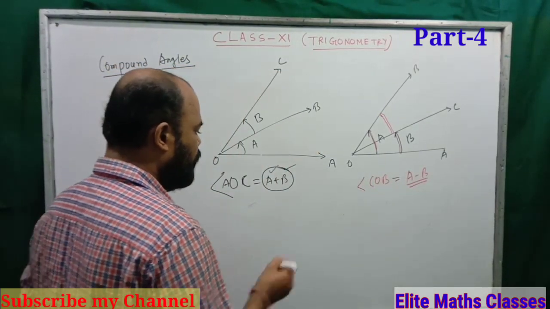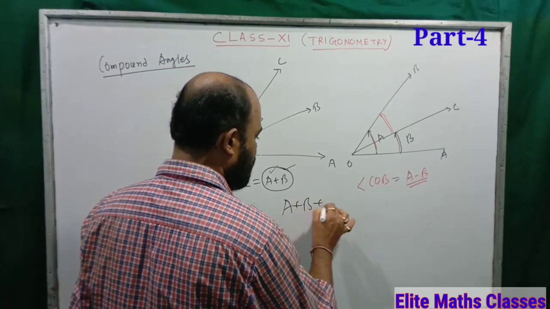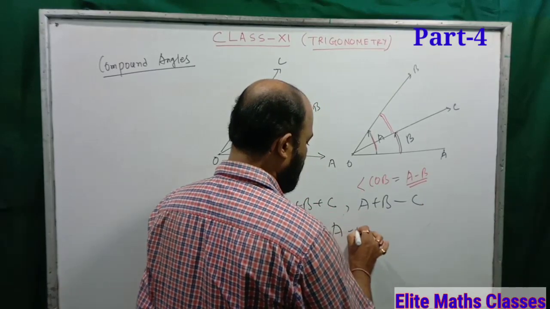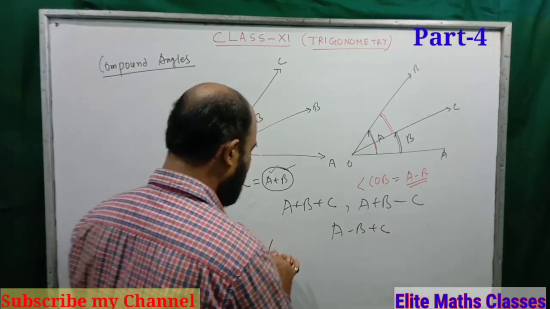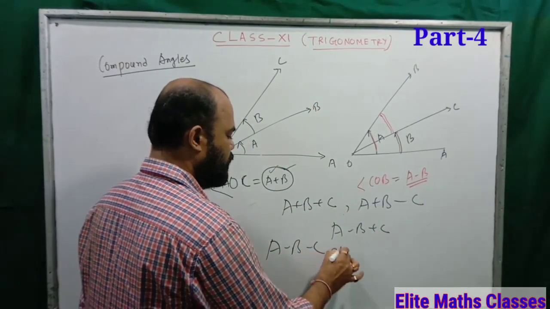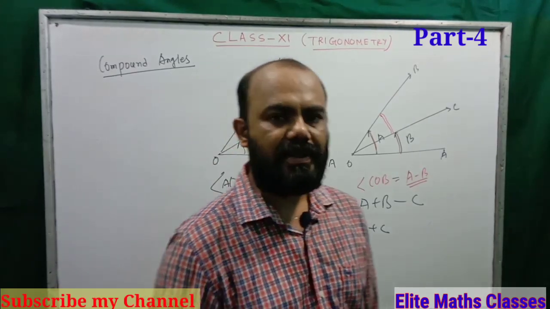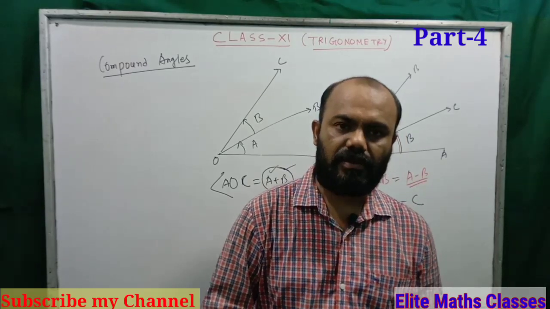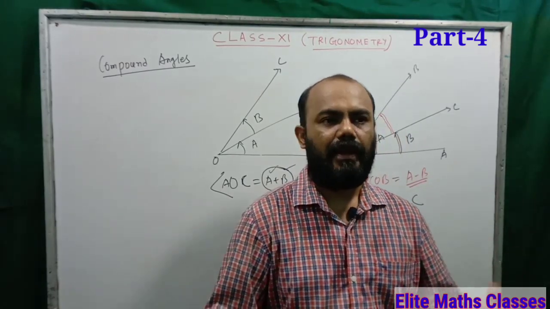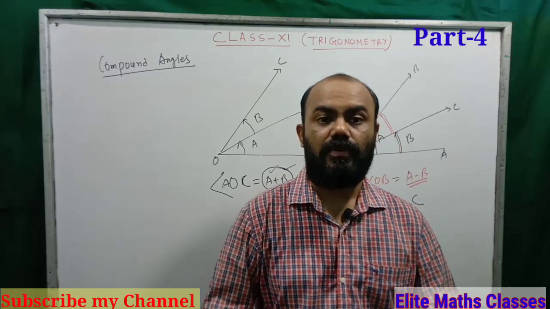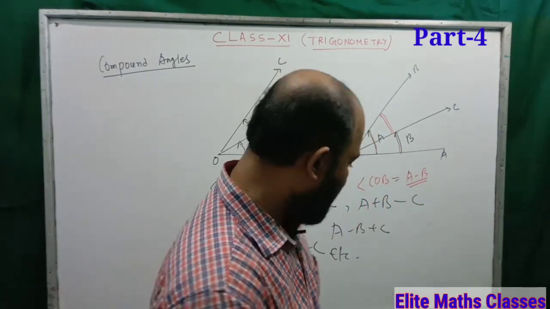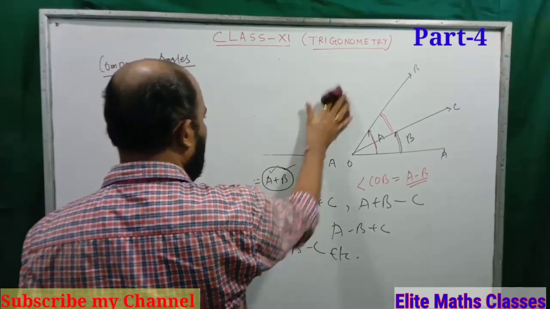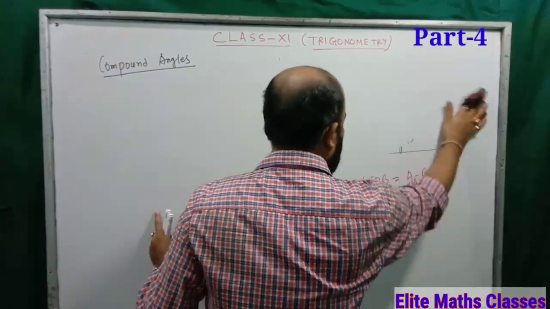There may be some more forms. It may be A plus B plus C for three angles, it may be A plus B minus C, A minus B plus C, A minus B minus C, etc. Compound angles do not necessarily mean the sum or difference of two angles, it can be of three angles also. In general, the sum or difference of two or more angles is a compound angle. Now let us see one by one all the formulas related to the compound angles with the trigonometrical ratios.